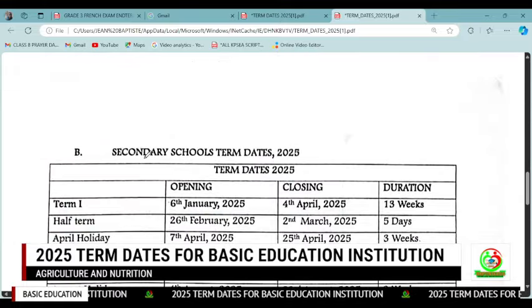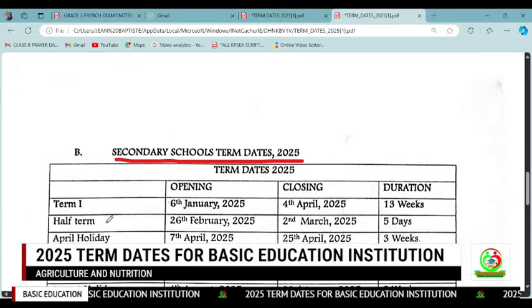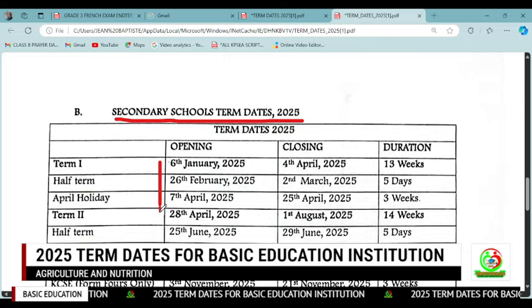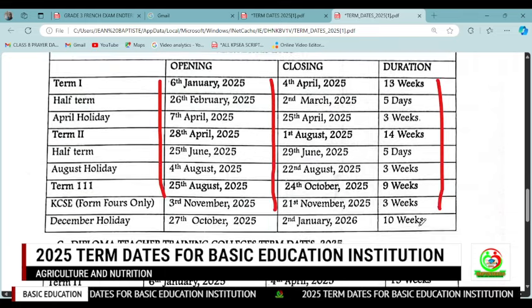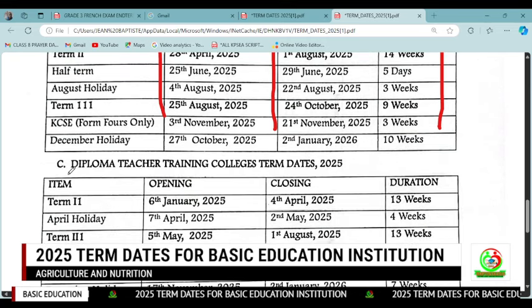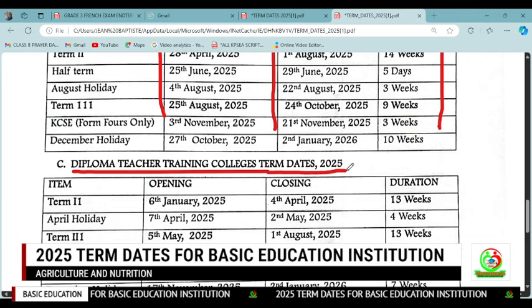So let's look at B. B is the secondary school term dates. It is the same as the dates for primary and junior school. They share the same dates, but we have to indicate them so that you can see them. So the same on C, the diploma teachers training college term dates.